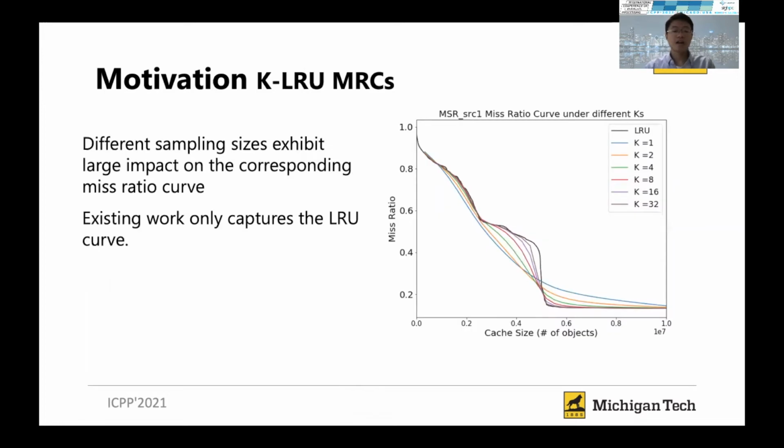We observed that the sampling size of K-LRU cache sometimes could have huge impacts on the miss ratio curve. This figure here compares miss ratio curves with different sampling sizes from 1 to 32. We see that there exists a significant gap between miss ratios of different sampling sizes. Unfortunately, existing work on MRC construction is mainly focused on the LRU curve, which does not take sampling size into consideration. So the specific goal of this work was to efficiently construct accurate miss ratio curves for K-LRU cache with arbitrary sampling size K.